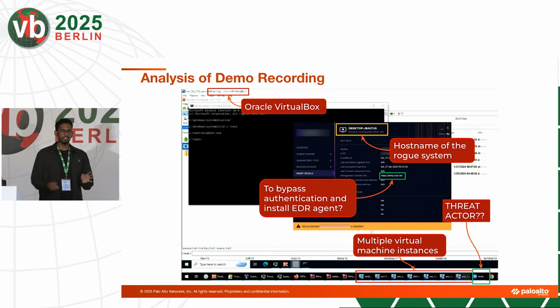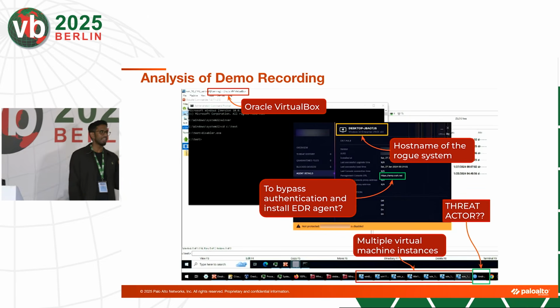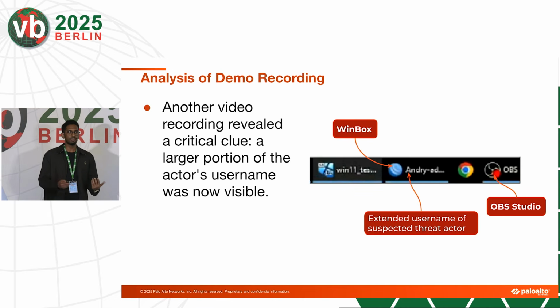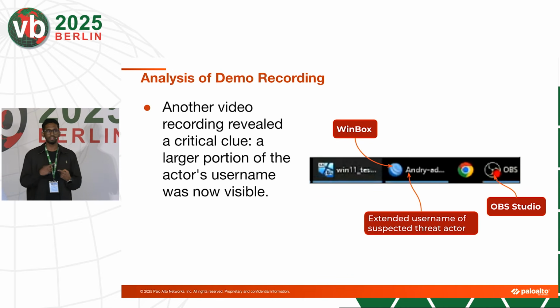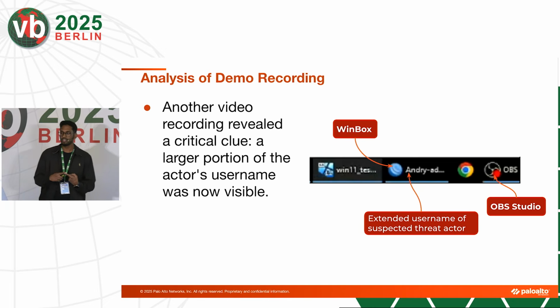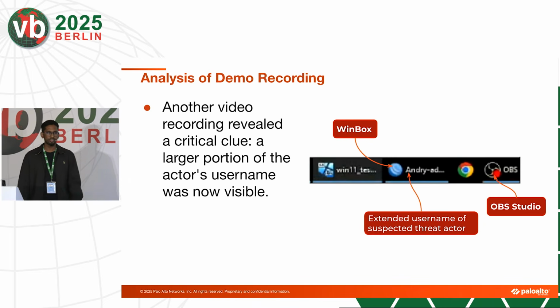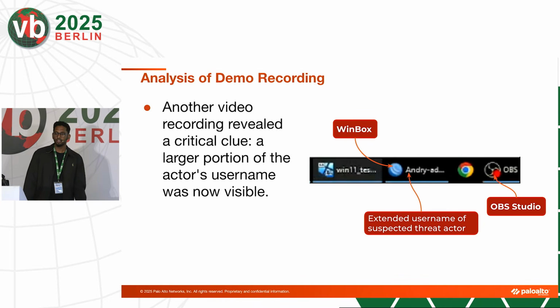And looking at the titles of the open applications on the host machine taskbar, the one beside the Chrome icon is incomplete, but appears to show a name starting with A and DR. What we do next is go through other videos to see if we could find anything additional, and we do come across one such video where we get a much clearer view of that application. This time the word Andri is present in the title. And the icon of the application suggests that the application used was Winbox, a tool for administering MikroTik routers.